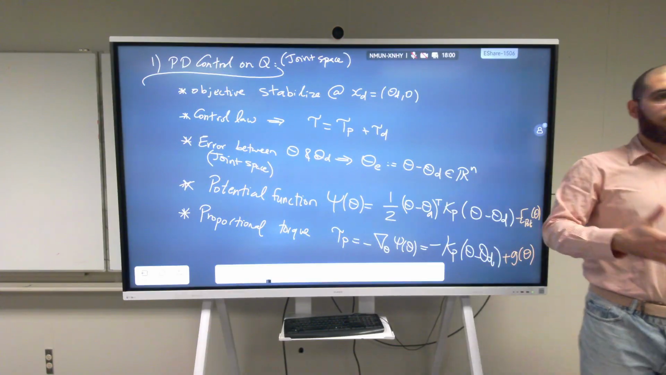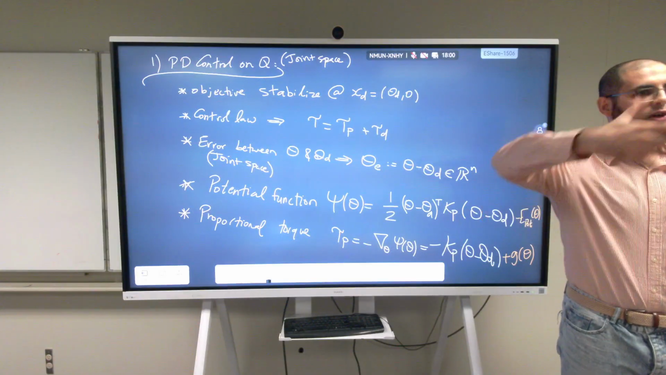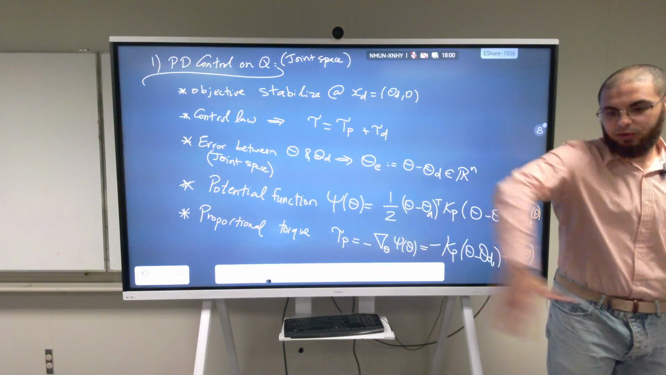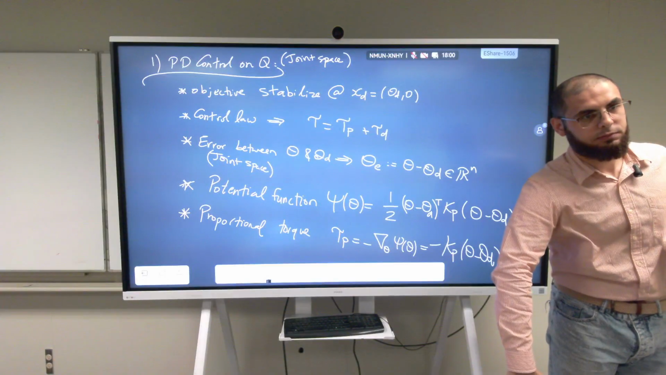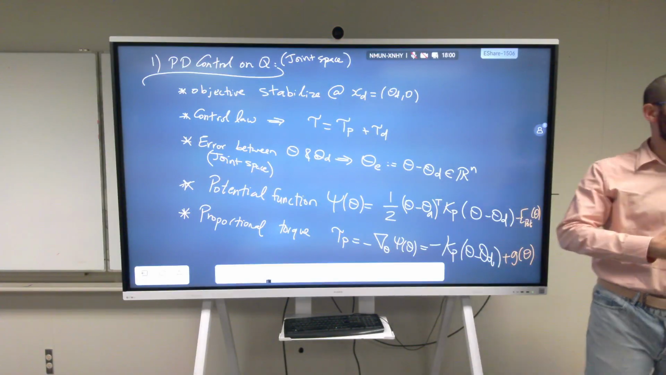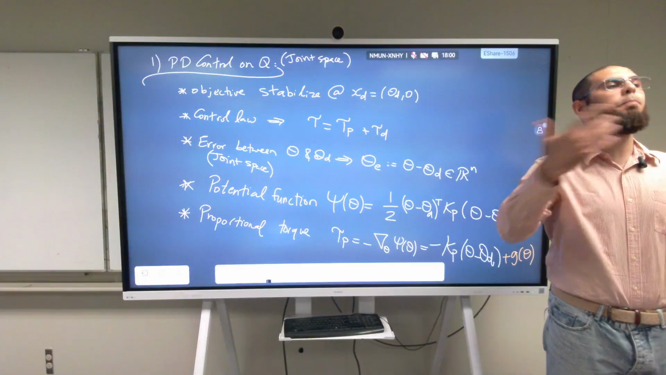So if I don't apply any actuator torques, gravity will take the robot arm and make it go down. But if I apply this term from the actuators, then the gravity will be cancelled. Gravity will be compensated. Okay?